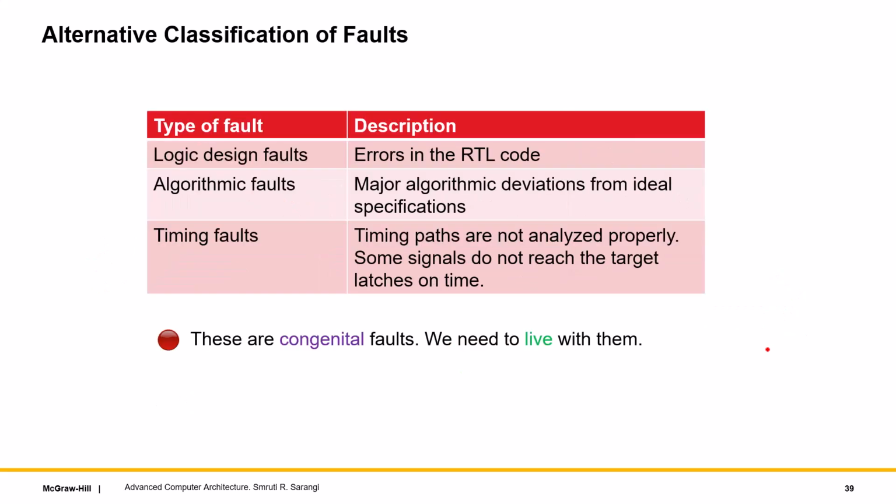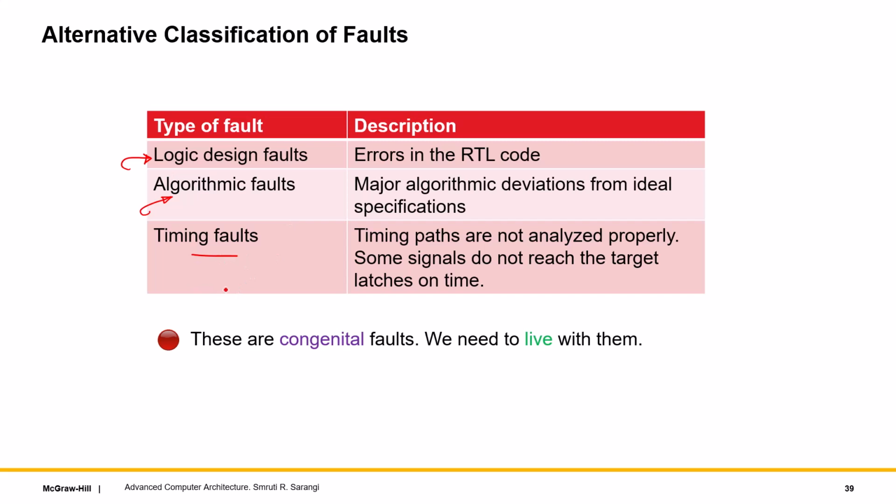So if I were to classify these faults, I could have an alternative classification as well. I could have logic design faults where simply a mistake was made in the RTL code. I could have algorithmic faults where the RTL code is fine, but there is a high level deviation. For example, I am implementing a certain protocol. Let's say that I'm rounding to infinity, but I was actually supposed to round to minus infinity. So in that case, my RTL is fine, but at the conceptual level, I made a mistake.